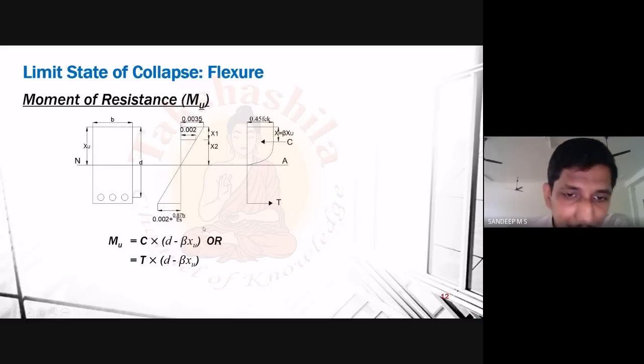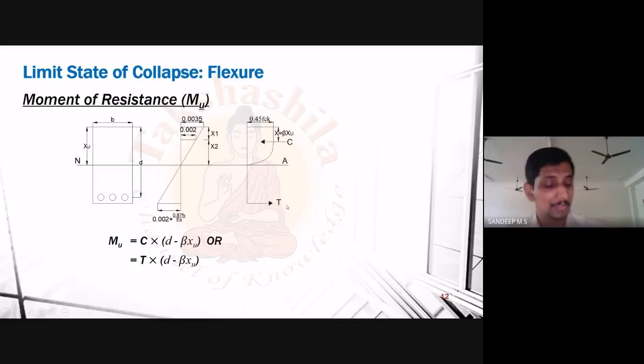Pretty simple, right? So basically, in order to calculate the magnitude of this couple, we have to multiply the magnitude of any one of the forces with the lever arm. That is the distance between these two. That is what is written here. So basically, moment of resistance will be equal to C into lever arm, or that can be equal to T into lever arm. And please also understand that at any point of time, the value of total C must be equal to total T. Why?